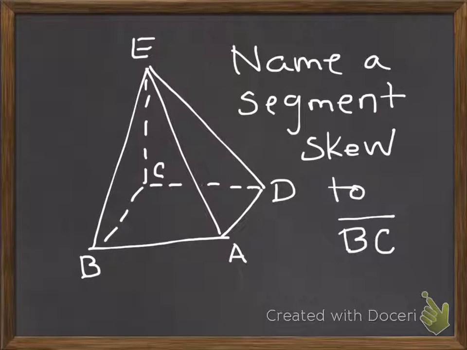So if we look at BC, that is here. So a parallel would be AD, perpendicular would be EC, so any other segment would be appropriate here. So one segment could be AB.